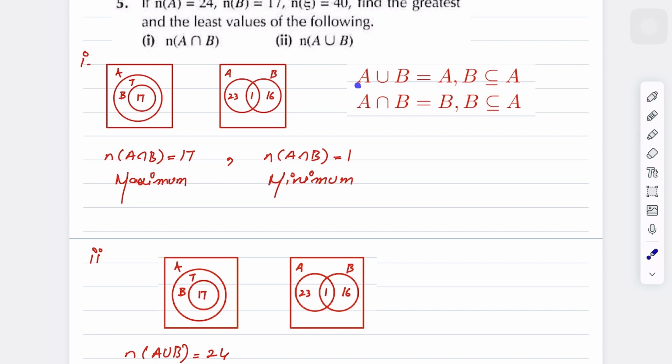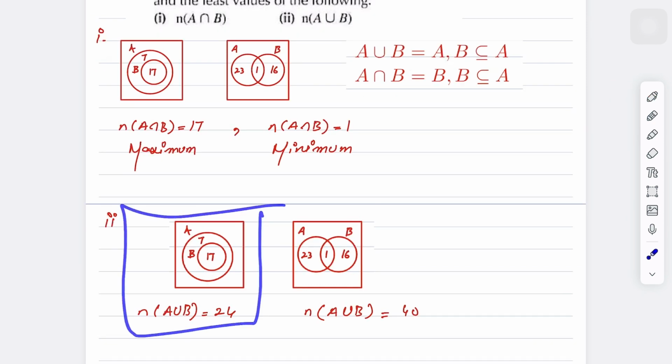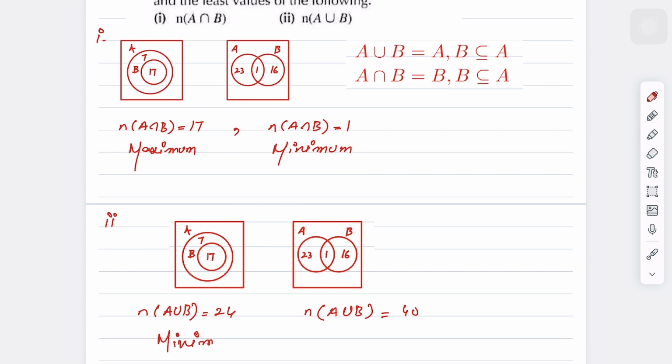As we have learned, whenever you take union of two sets, you always write the bigger set. Now over here, in the second case, if you take A union B, your answer is 40. In this case we will get the minimum, and in this case you will get the maximum.